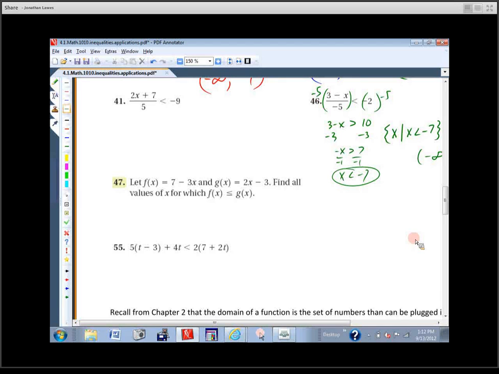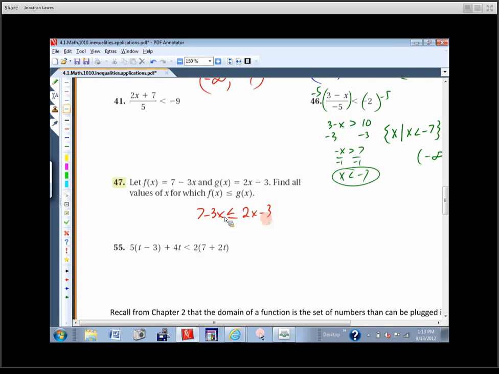Set them equal to each other, just make sure you have the right sign or the right inequality. I'll buy that. Or this is kind of like substitution. If these are equations, we could substitute them. We're doing the same thing here. Wherever there's an f of x, I'm going to put a 7 minus 3x. Less than or equal to, wherever there's a g of x, I'm going to put a 2x minus 3. And then I'm going to solve that.